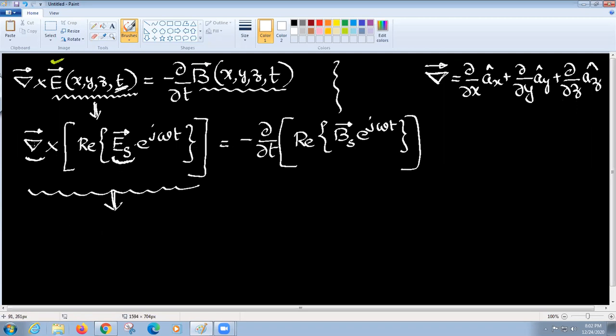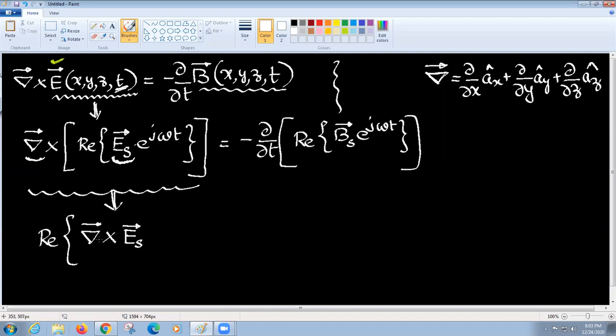So therefore, let me bring this nabla inside the square bracket. So now you have the real part. Try to understand this, it's very simple, there's no big deal in that. So you have something like the real part of curl of ES.